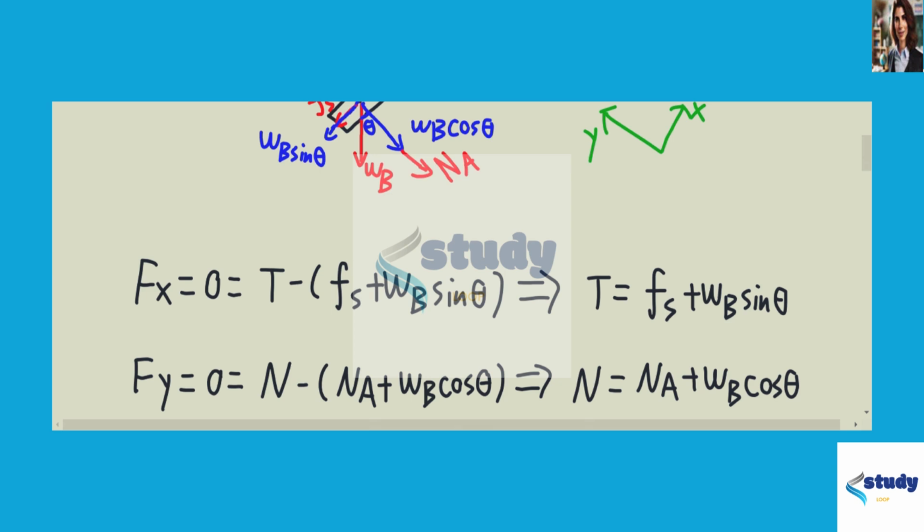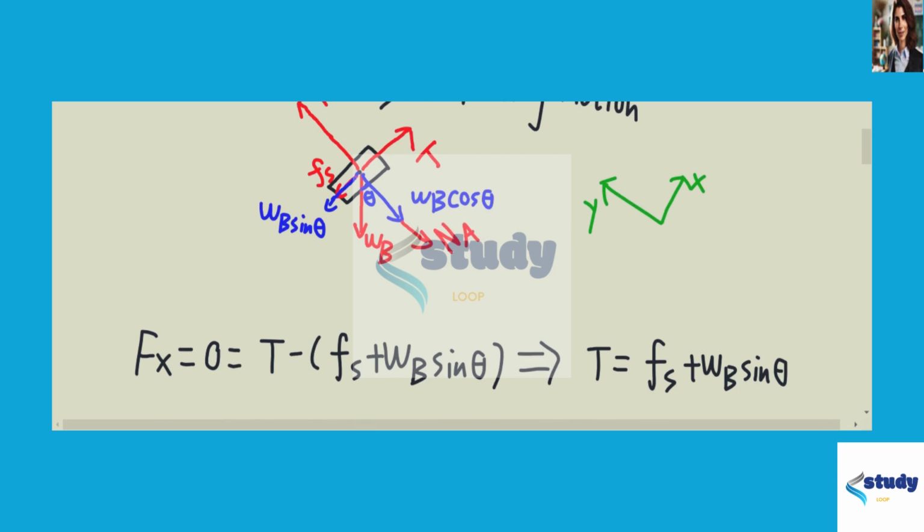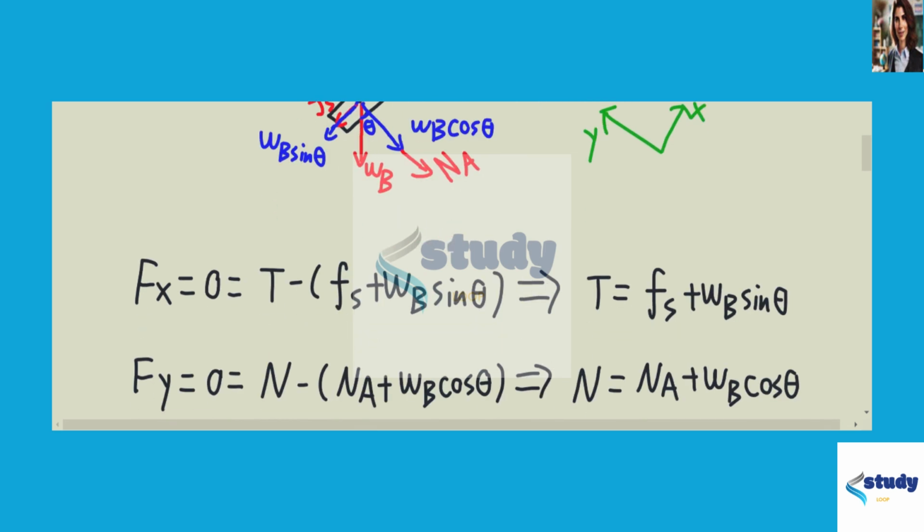Okay, since there's no friction between the block B and the surface, since there's no coefficient of the friction between block B and inclined surface. And the black arrow here is the direction of the impending motion for the block B. Okay, so since we know there's an angle theta here, so we can decompose WB, which is WB cosine theta and WB sine theta here.